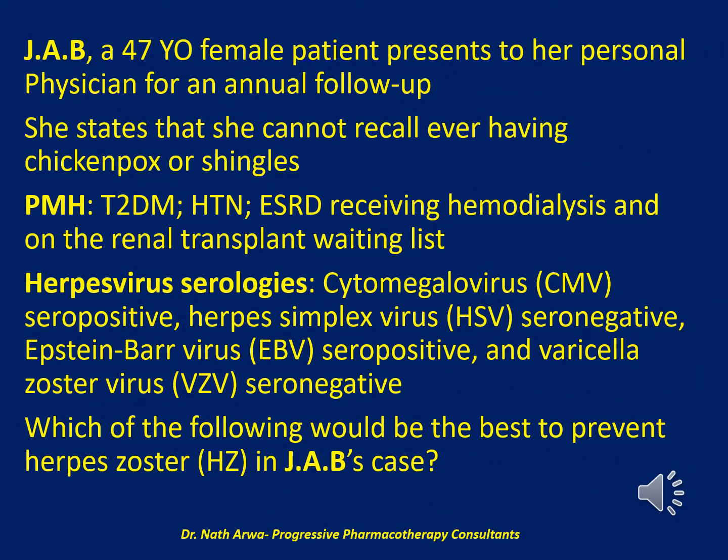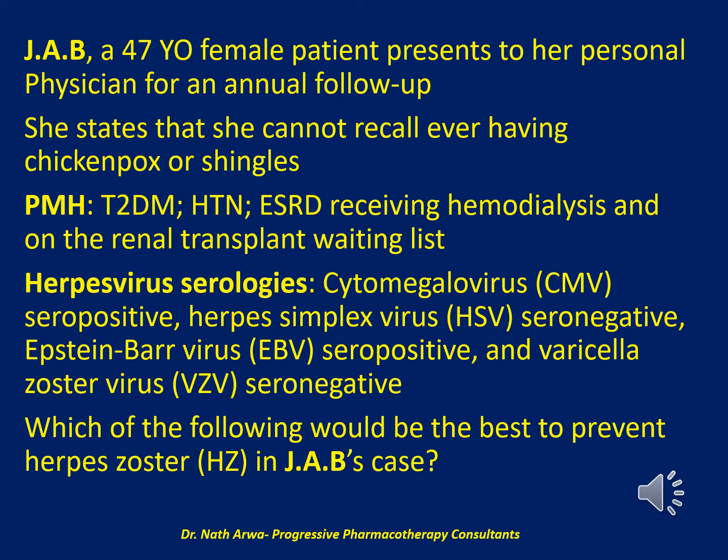And the next question reads, JAB, a 47-year-old female patient presents to her personal physician for an annual follow-up. She states that she cannot recall ever having chickenpox or shingles. She has a past medical history significant for type 2 diabetes mellitus, hypertension and end-stage renal disease. She is receiving hemodialysis and is on the renal transplant waiting list.